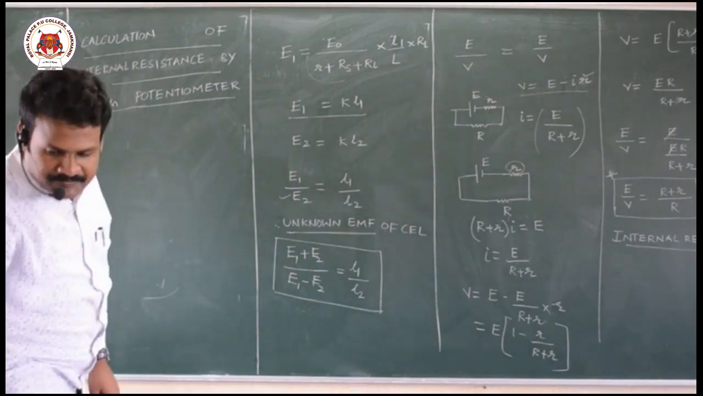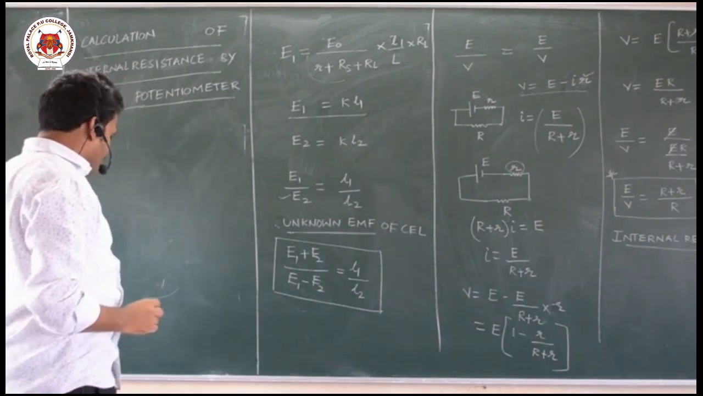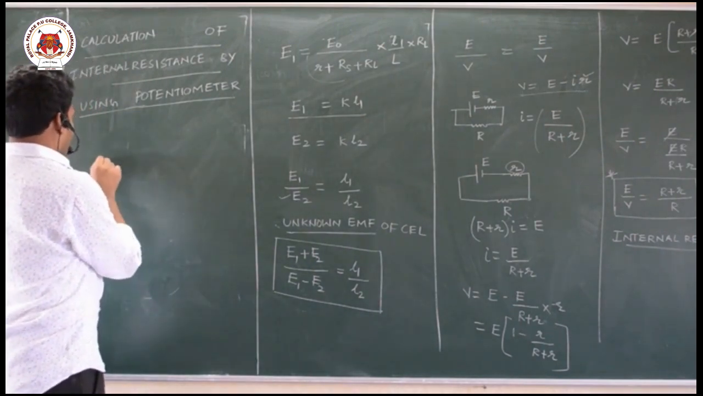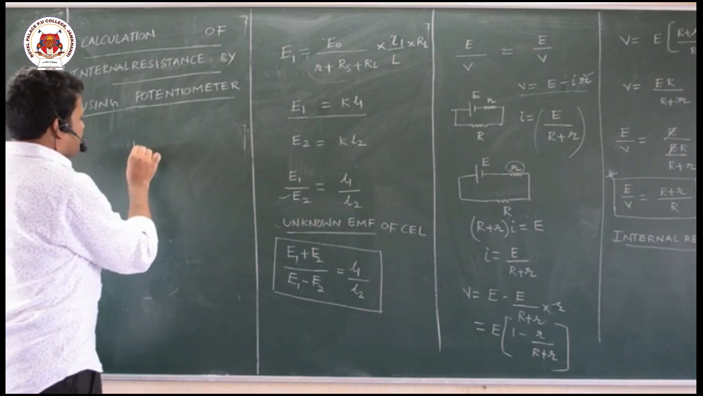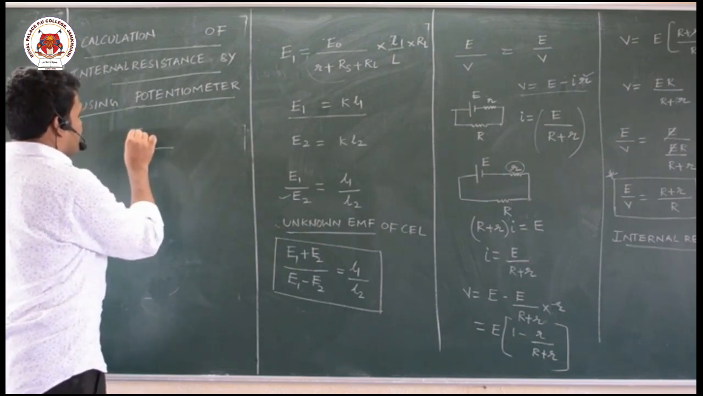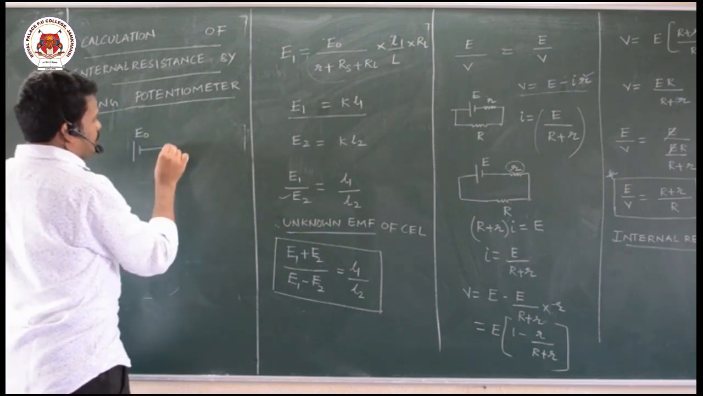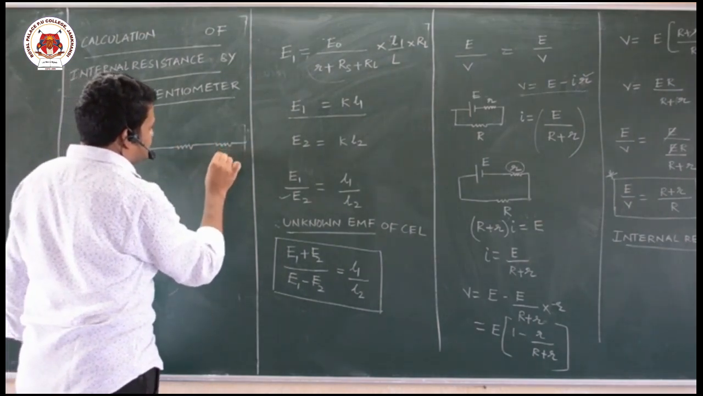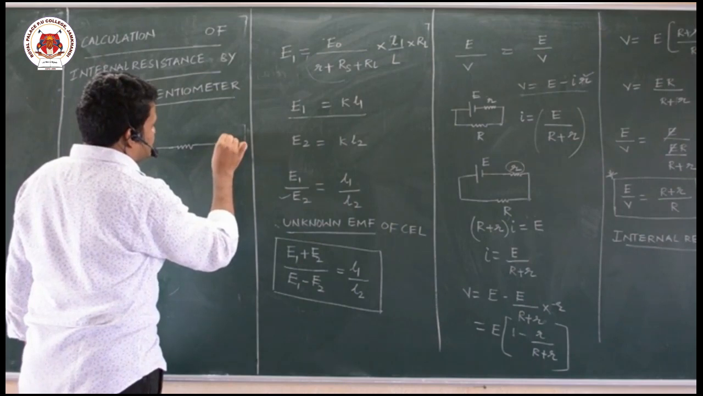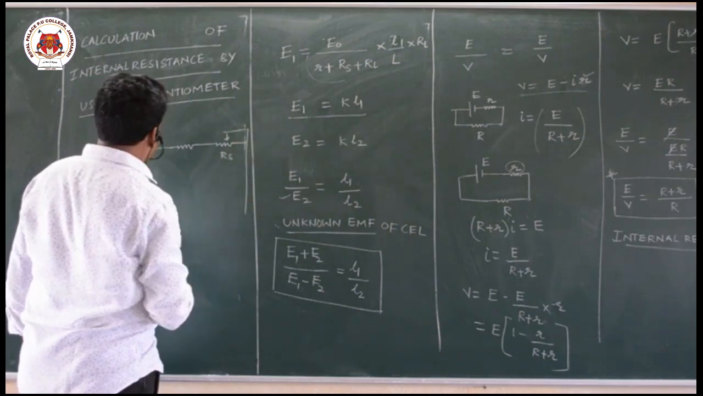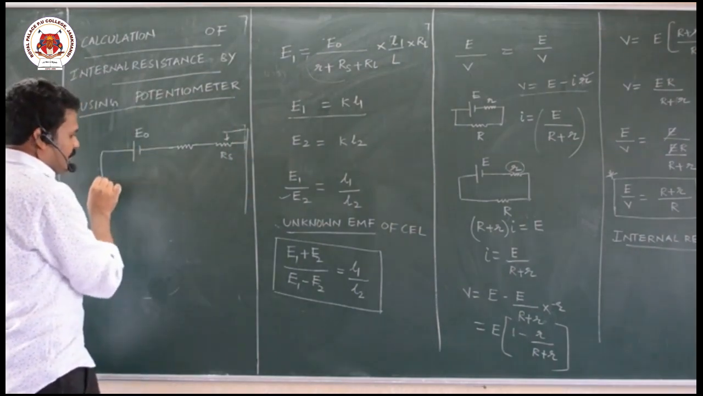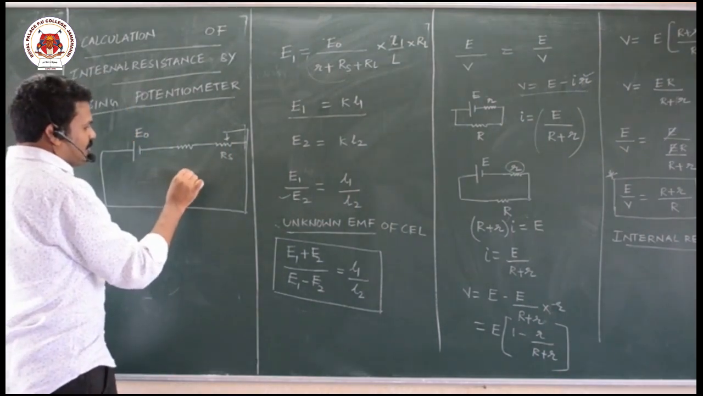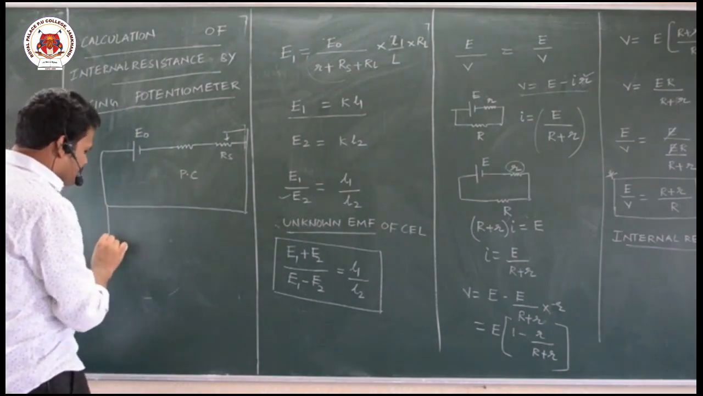See here, what is the circuit diagram for this? Primary circuit will be always same. It is having E naught, a small internal resistance small r, and external resistance RS. RS is a rheostat. You are connecting a wire. This is common. It is always same. Primary circuit. In secondary circuit, what am I going to take?